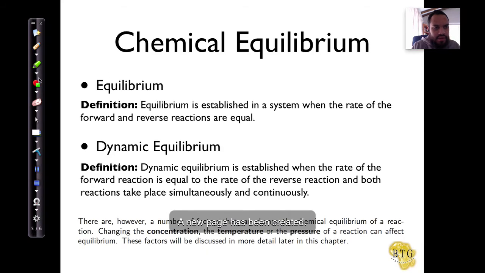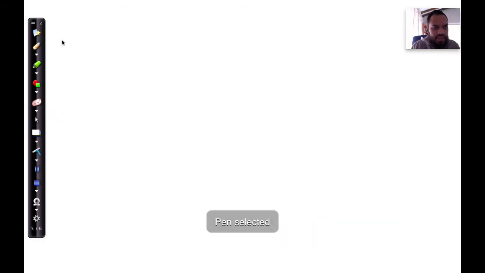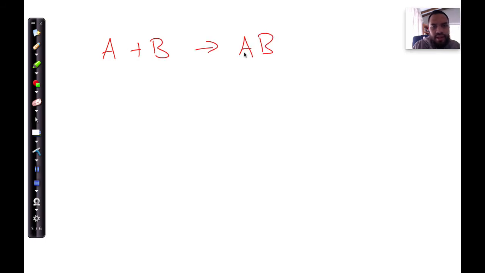Let's just say I've got A plus B, and that gives me AB. And now let's just say that the reaction is reversible, which if it is, I represent with a double arrow. So this tells me that I've got a forward reaction, which is A plus B giving me AB, and a reverse reaction, which is AB giving me A plus B. Now, the definition of chemical equilibrium says when the rate of the forward reaction equals the rate of the reverse reaction.